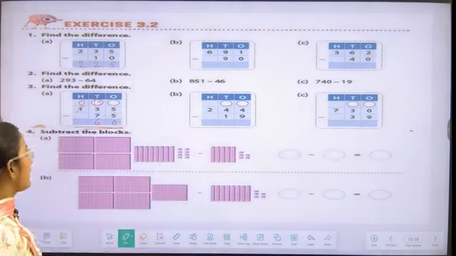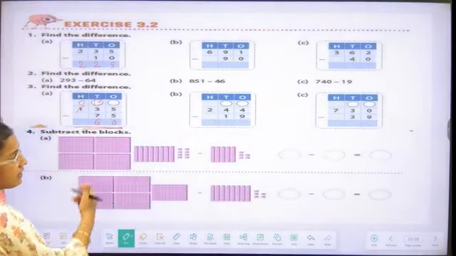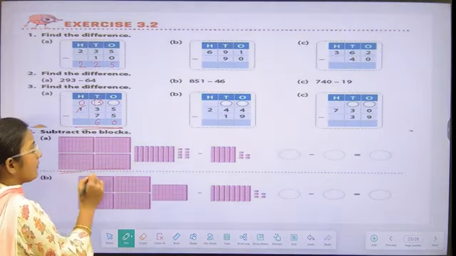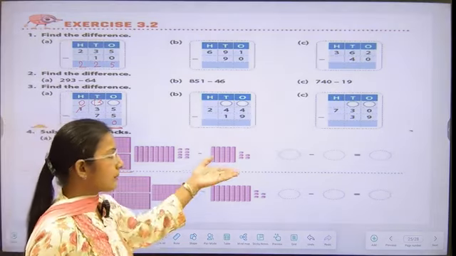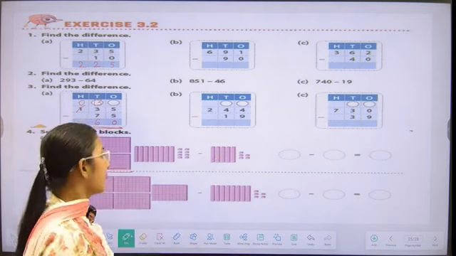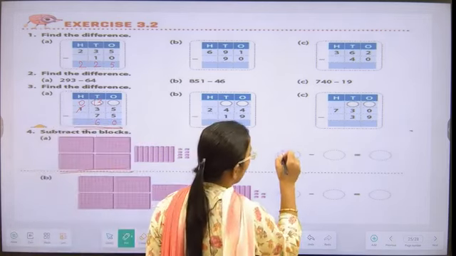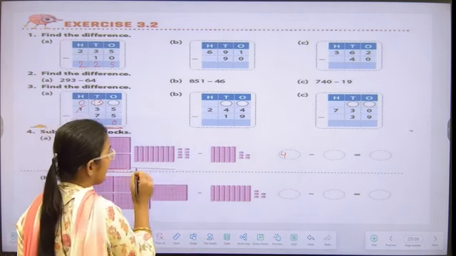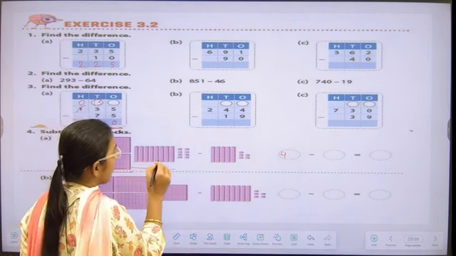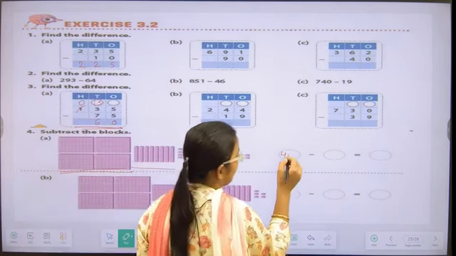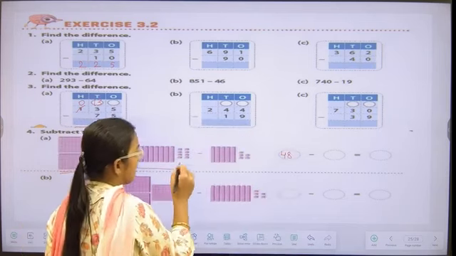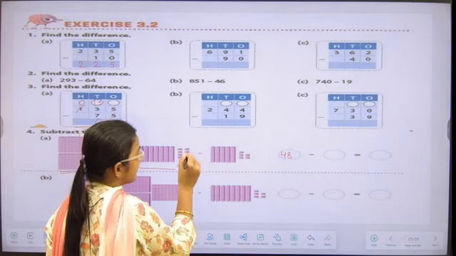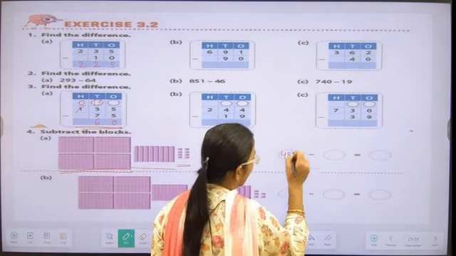Moving to the next, we have to subtract the blocks, student. So we are having 400 blocks and we don't need to subtract any 100 block. So we can write 4 for the 100 block. And now how many tens blocks are we having? 1, 2, 3, 4, 5, 6, 7, 8. So we can write 8 for that. And how many ones blocks are we having? 1, 2, 3, 4, 5, 6, 7, 8. So we can write 8 for that.